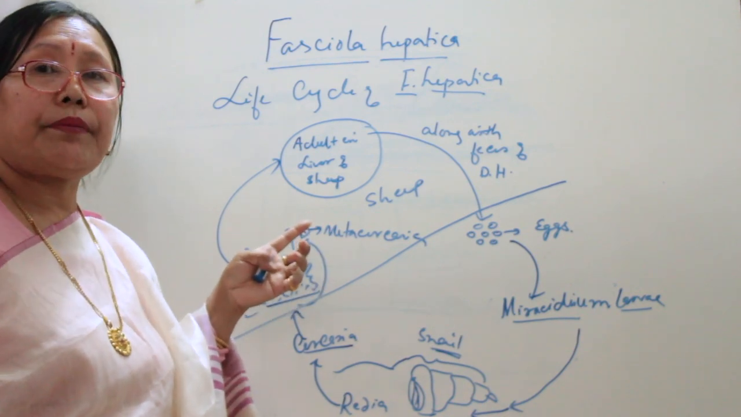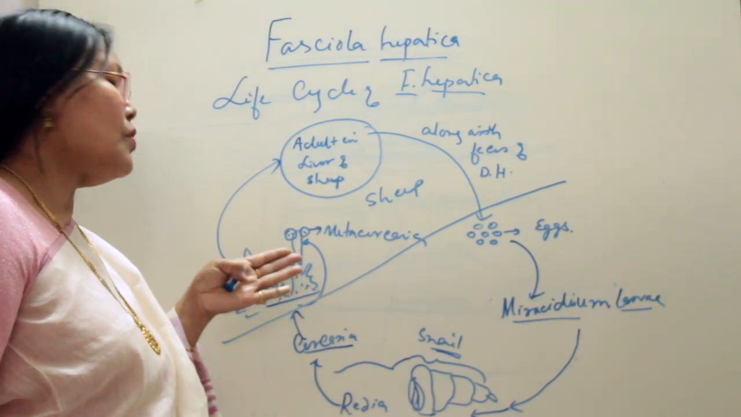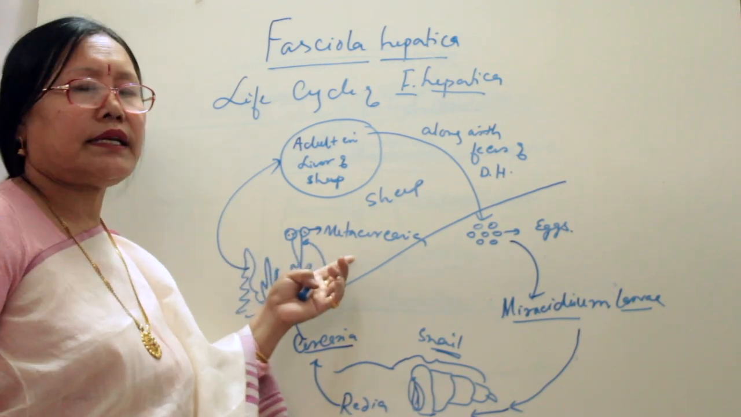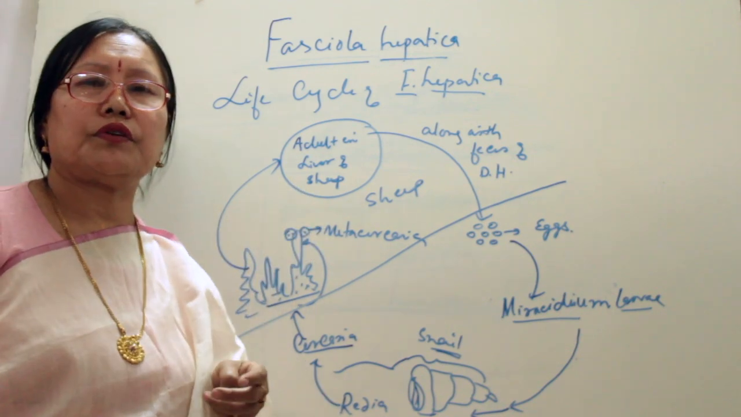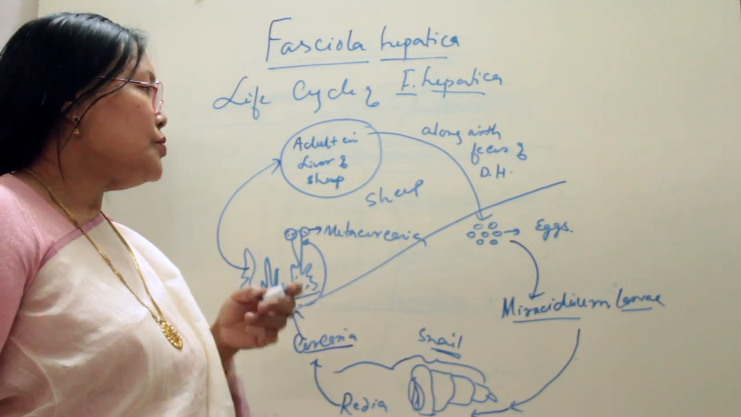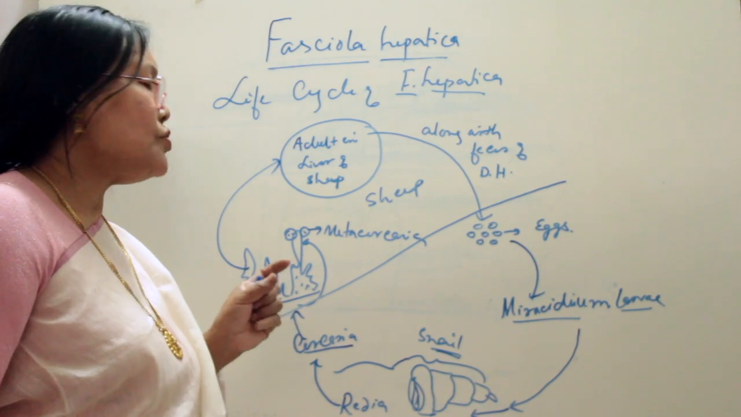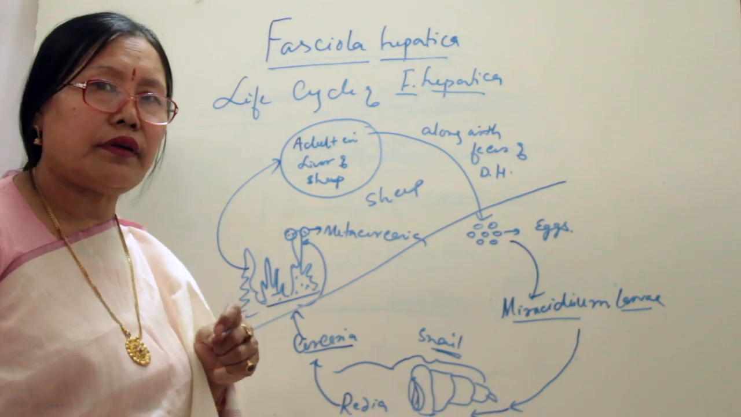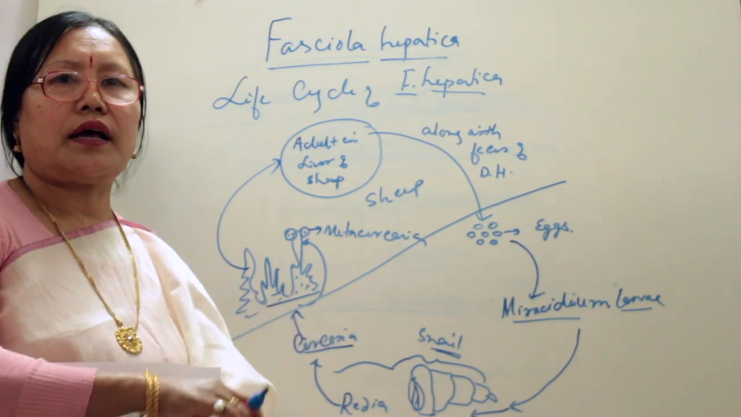Man or a domesticated mammal can be infected by ingesting vegetation or polluted water contaminated with metacercariae. The metacercariae then enter the body of their definitive host, reaching the stomach, and then through the blood circulation to the liver, where the adult stage usually develops. So this is all about the life cycle of Fasciola hepatica.